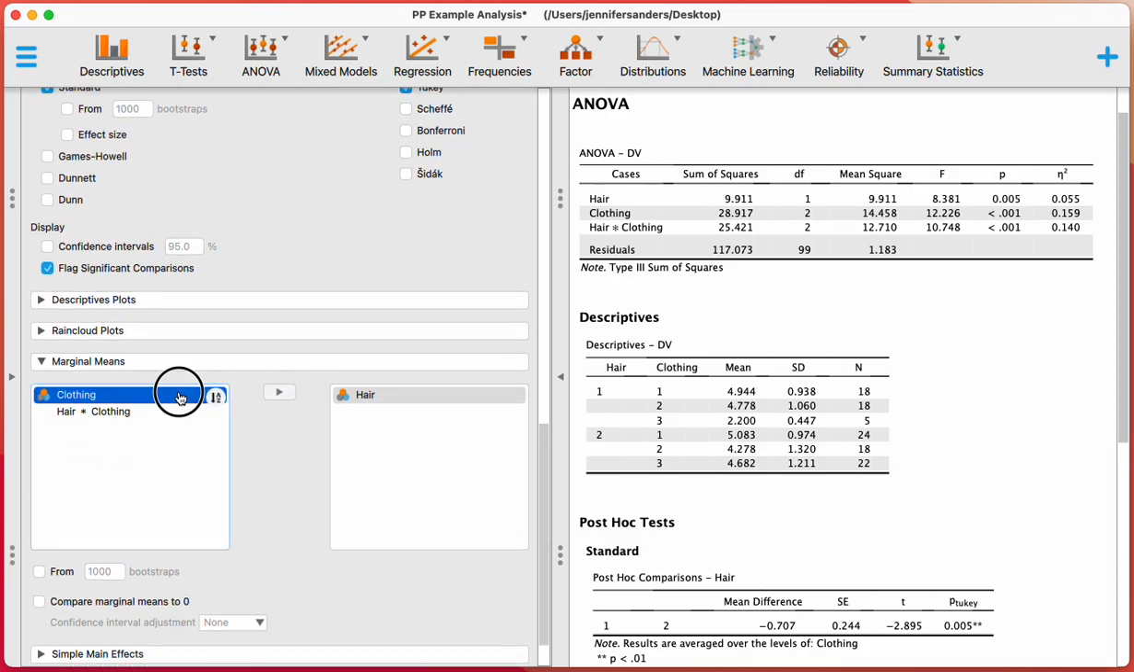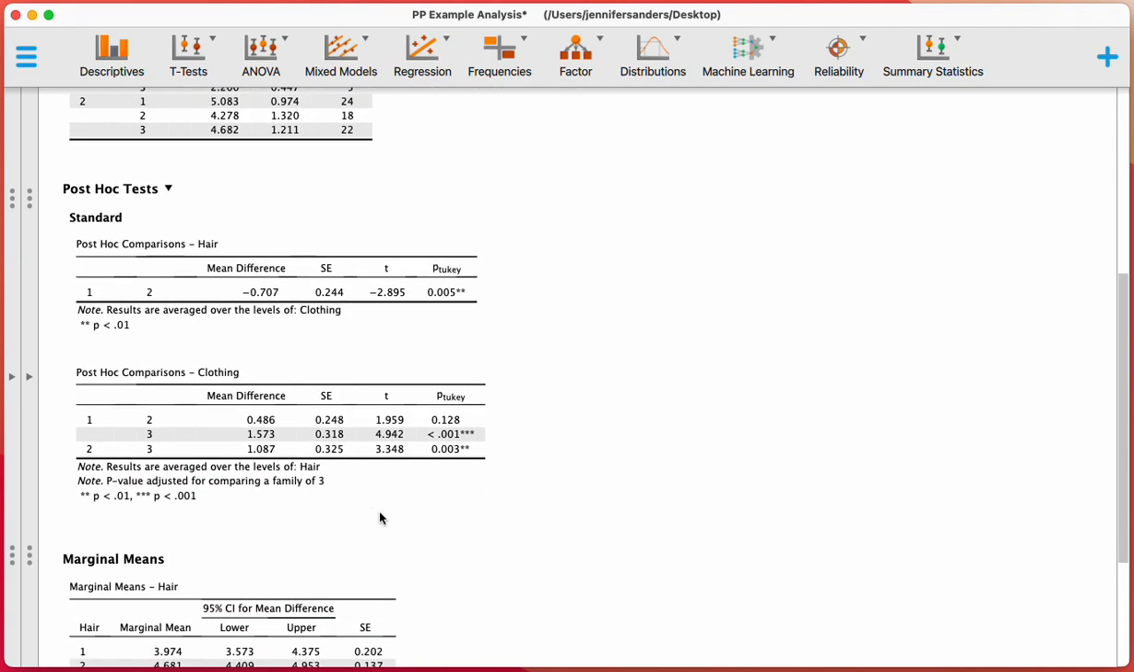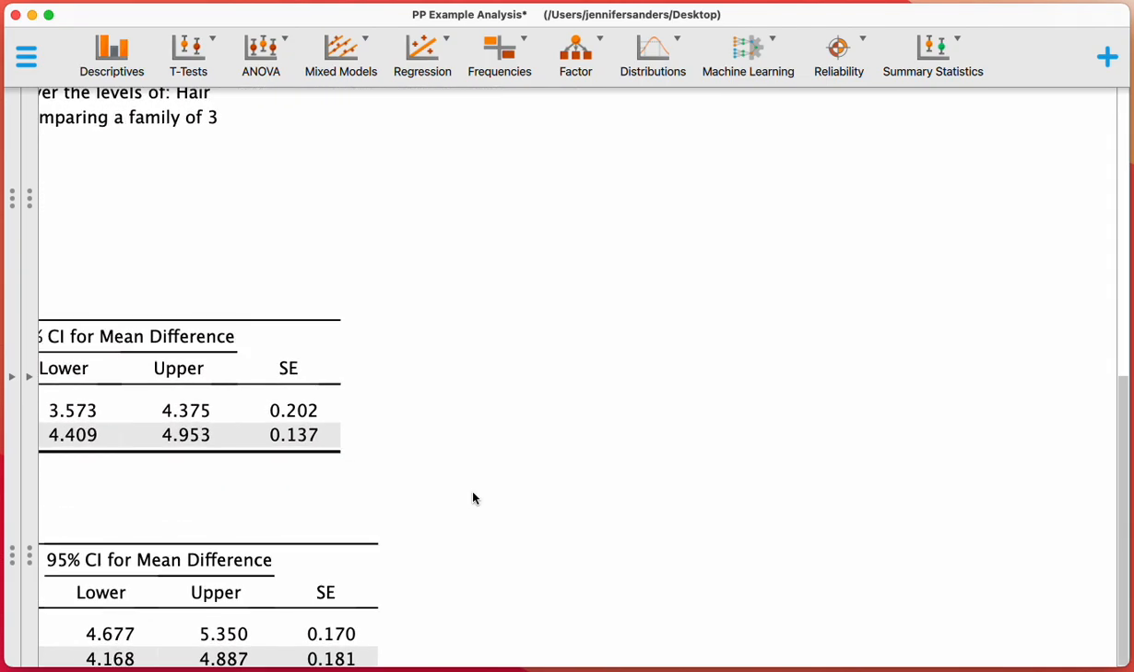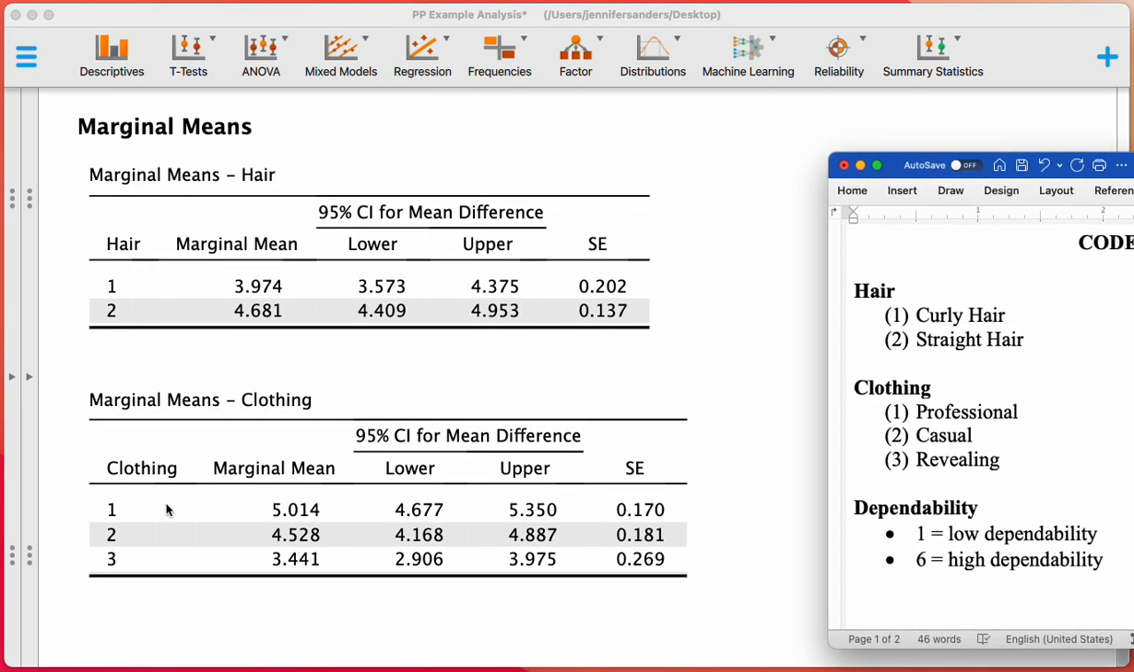and we'll get the marginal means as well. And we'll look at the results. So let's look at the marginal means first. So 1 was coded for professional clothing, 2 is casual clothing, and 3 is revealing clothing. So regardless of whether the candidate had curly or straight hair, if they were wearing professional clothes, they were perceived as 5 on the scale of 1 to 6 for dependability.